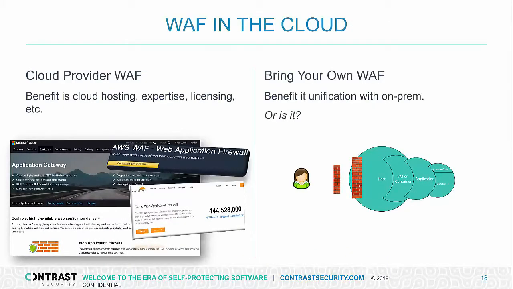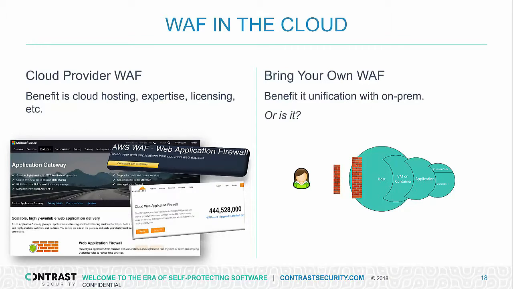Now, when we have a web application firewall in the cloud, there are two things that we can do. The first is we can use the cloud provider's WAF, such as Azure has a WAF, AWS has a WAF, Cloudflare has a web application firewall. And the benefit of that is that we get all their expertise. They just handle it for us. They take care of the licensing. Alternately, we can bring our own WAF.